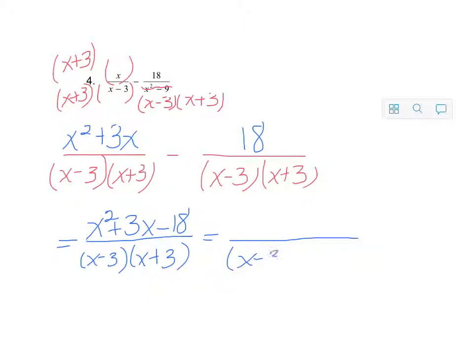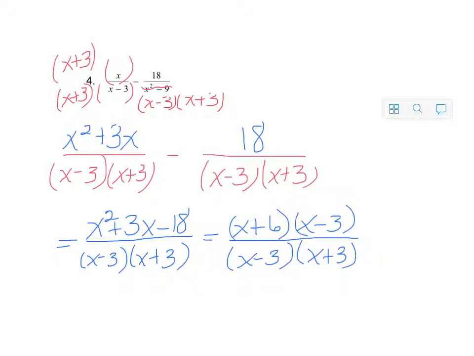Now I have to take a look and see if I can actually factor to see if anything will cancel. So I bring over the denominator again. It's already factored. I'm going to go to two binomials. Let's see, it's an x and an x. I need factors of a -18 that'll give me a positive 3. Plus 6 and minus 3.